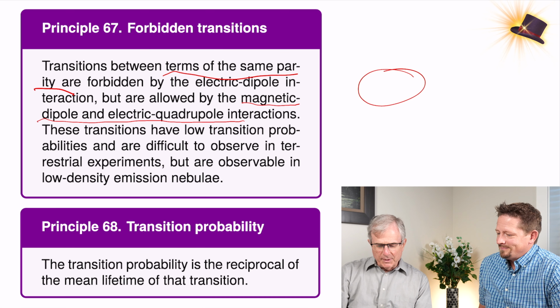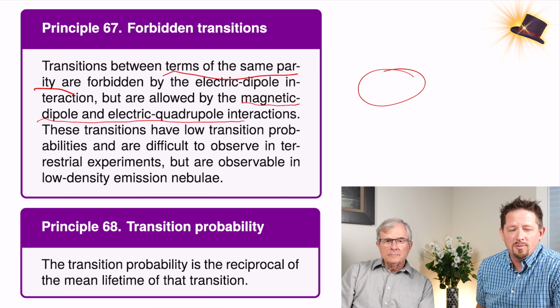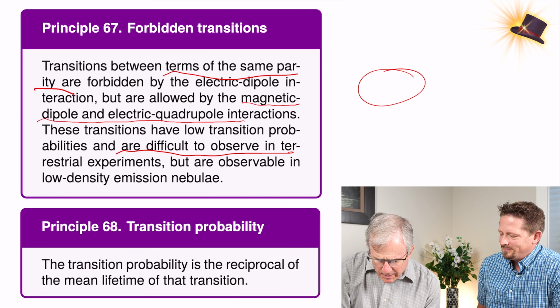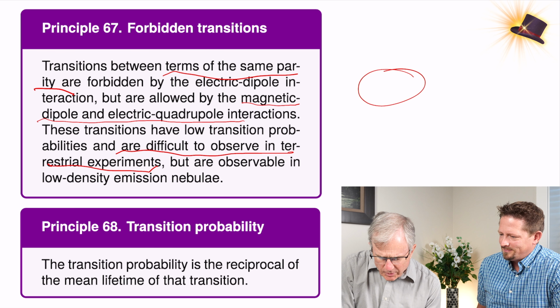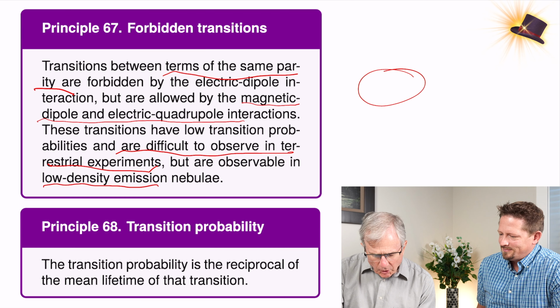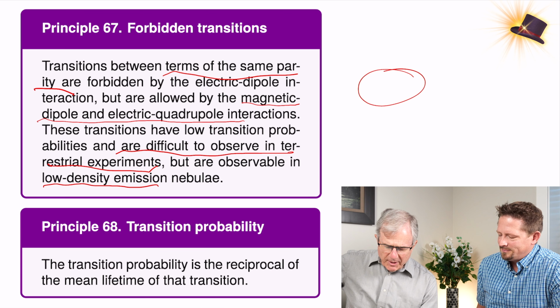All right, principle 68, transition probability. The transition probability is the reciprocal of the mean lifetime of that transition. Okay. So one more thing about this one. These guys are difficult to observe in terrestrial experiments. We'll say more about that in just a second. But are observable in low-density emission nebulae. The transition probability is the reciprocal of the mean lifetime of that transition.